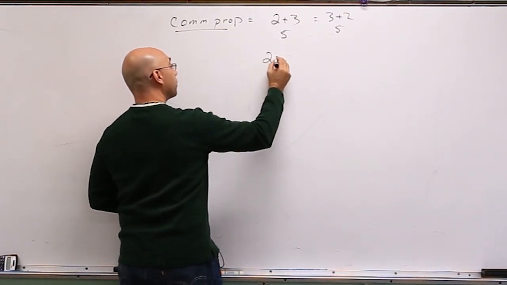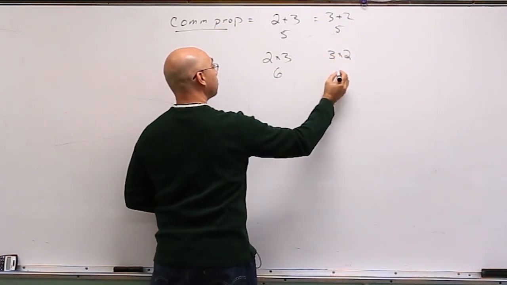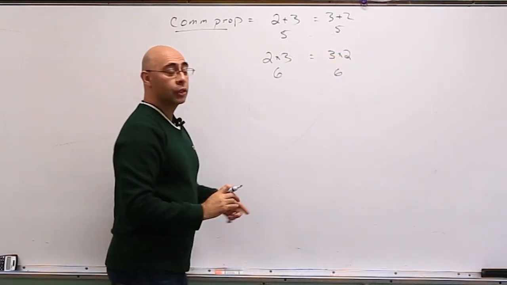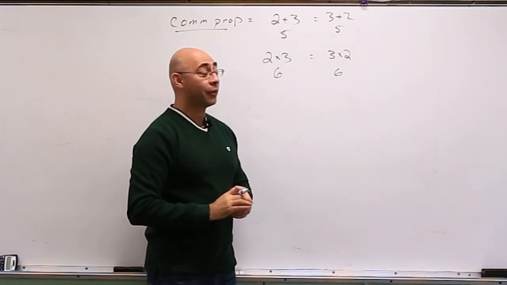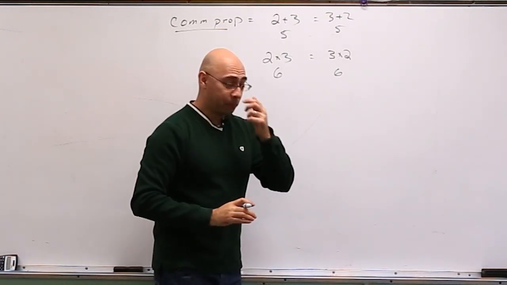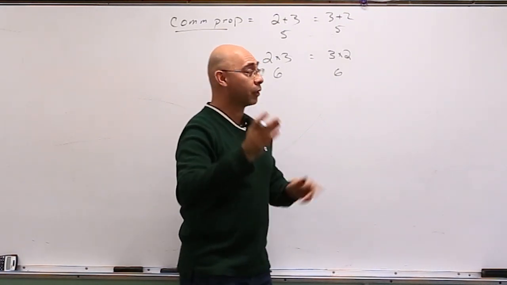For example, 2 times 3 is 6. But if I flipped it around to 3 times 2, that would also give me 6. So when you're multiplying or adding, you can actually switch those numbers around. And actually as well, that also works kind of for subtraction, and I'll show you what I mean right here.